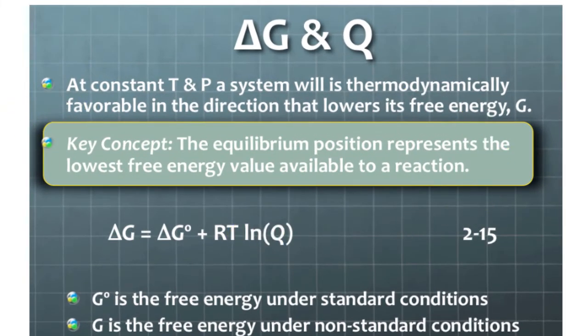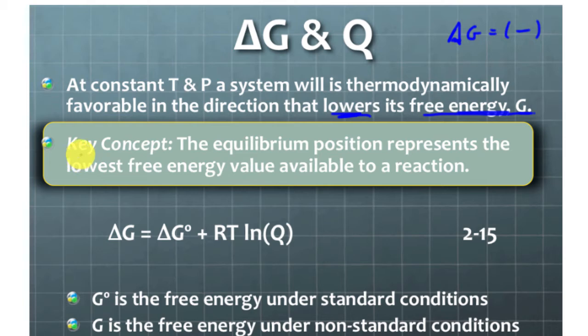First of all, remember that at constant temperature and pressure, a system that's thermodynamically favorable will always lower its free energy. So that means that our change in free energy, as we said before, should always have a negative value. That's what we're looking for, a negative free energy, meaning the free energy of the system is being released or lowered as that process happens.